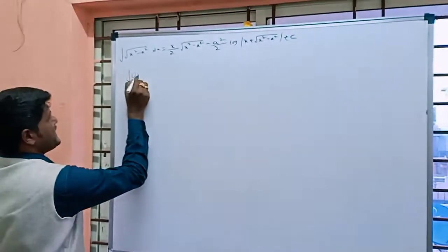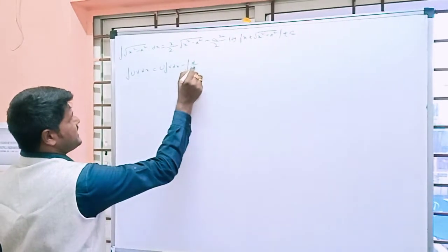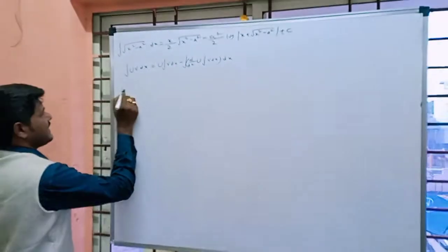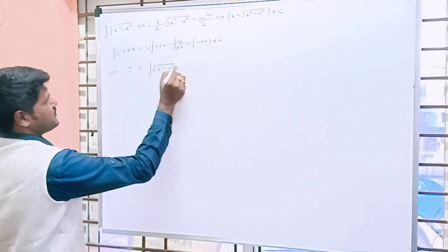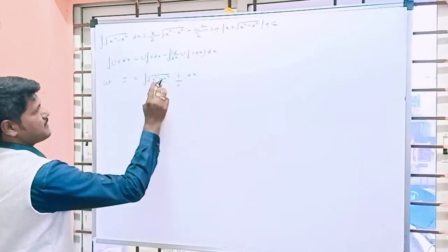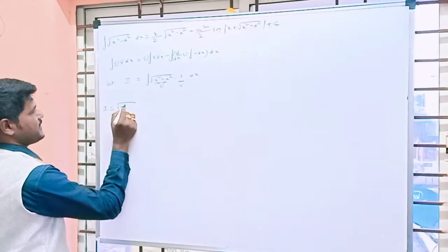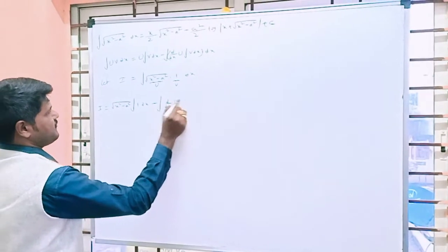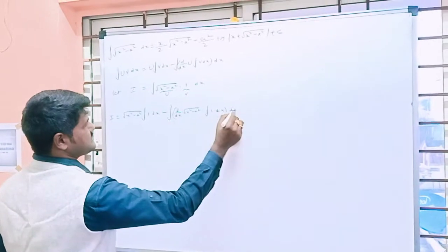You know the integral uv dx formula? U integral v dx minus integral of d by dx of u into integral v dx, on dx. So you can consider let I is equal to the given question, integral root of x square minus a square into 1 dx. This is u and this is v. Now I is equal to u, root of x square minus a square, integral 1 dx, minus integral d by dx of root of x square minus a square into integral 1 dx, on dx.